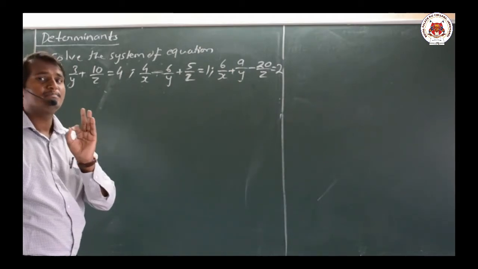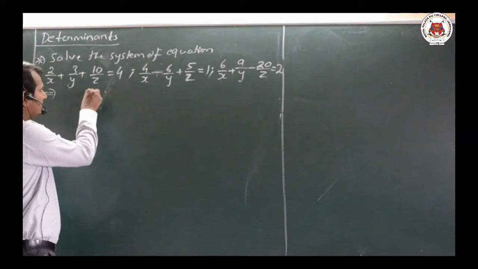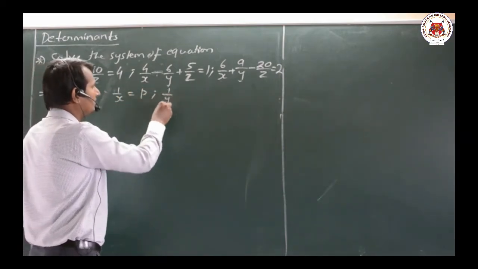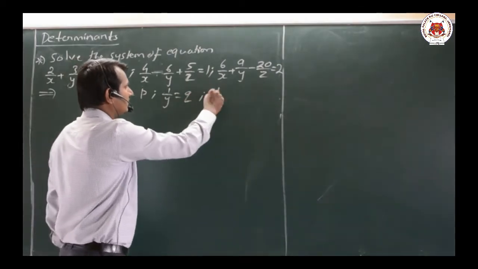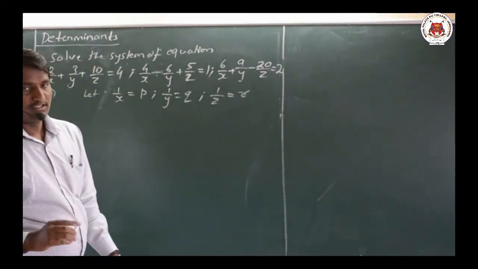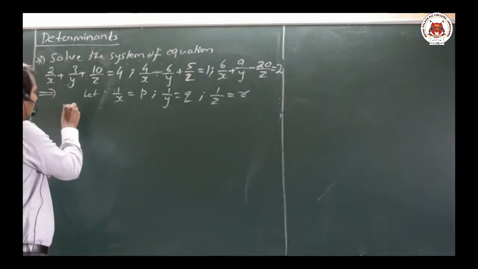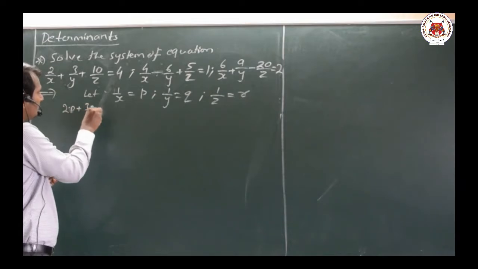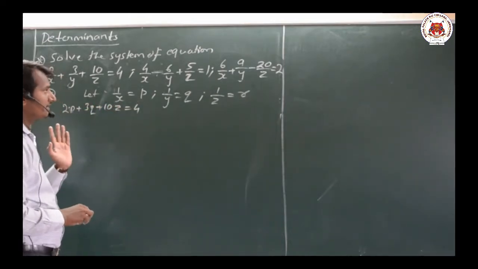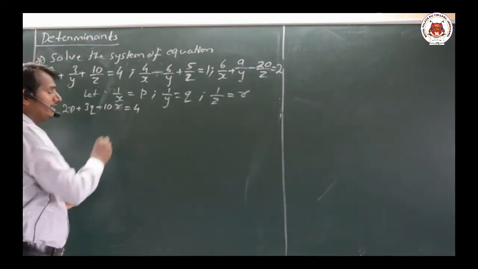Here one simple trick will be very useful. Let 1/x = p, 1/y = q, and 1/z = r. We will make use of this simple trick. That means the system of equations now will be 2p + 3q + 10r = 4. Very simple now. We require to find the p, q and r values.